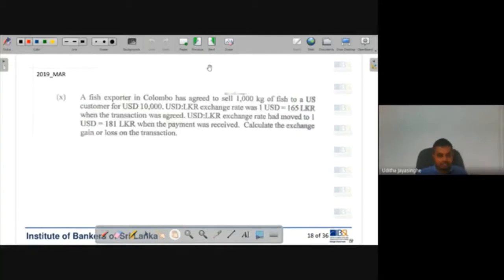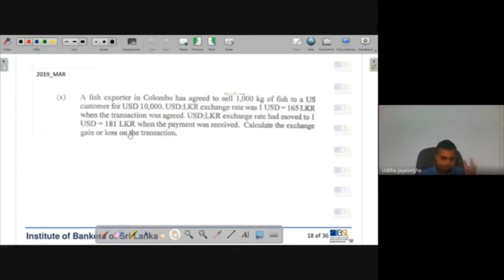Okay. Simple forex question here. Part number 10, March 2019 question. First question, your compulsory question. Let's read the question. A fish exporter in Colombo has agreed to sell 1,000 kilos of fish to a US customer for 10,000 US dollars. 1,000 kilos, 10,000 US dollars. The US dollar rupee exchange rate was 1 to 165 when the transaction was agreed. Another data point: the USD to LKR rate had moved to 1 US dollar to 181 rupees when the payment was received.